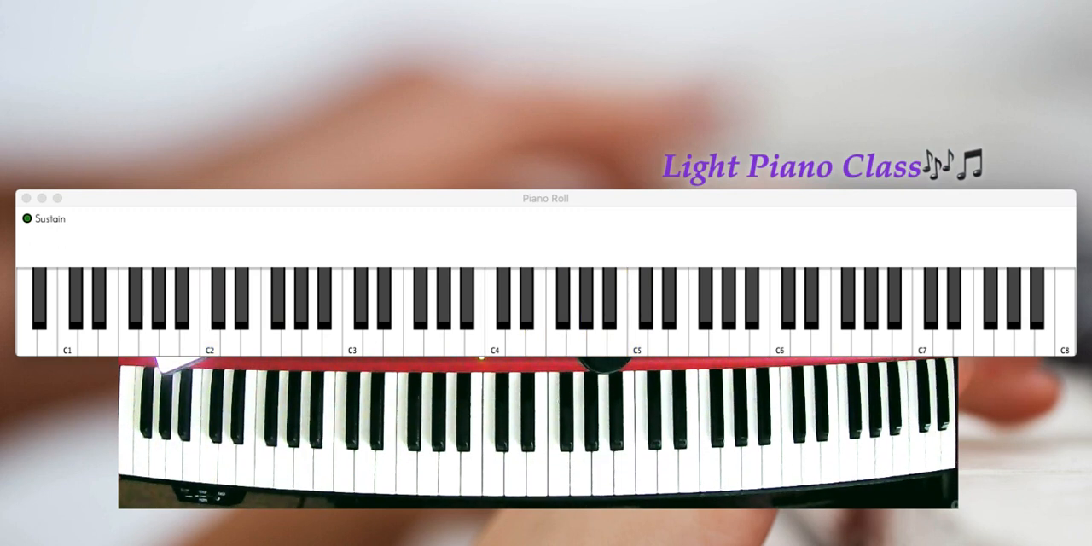Okay, so this is the simplest way that I can play for you. Very, very easy. The same chords. You realize I use the A minor. This is the second inversion, isn't it?